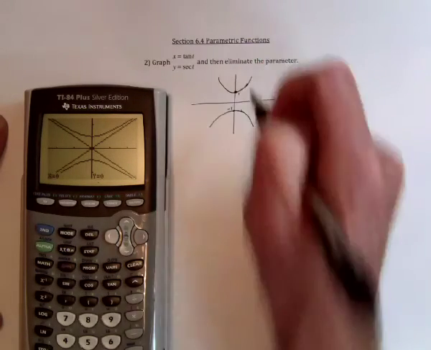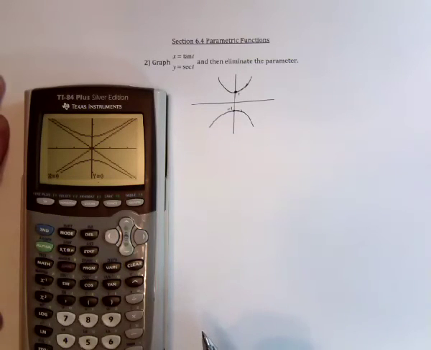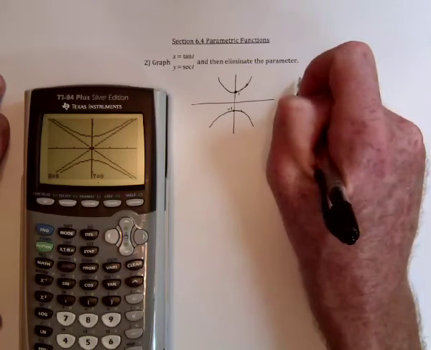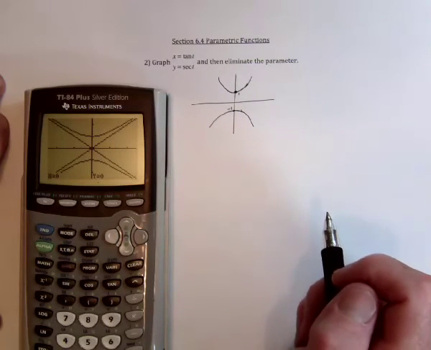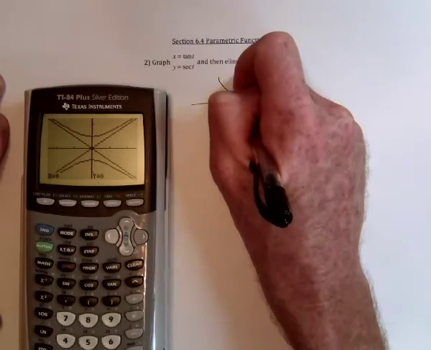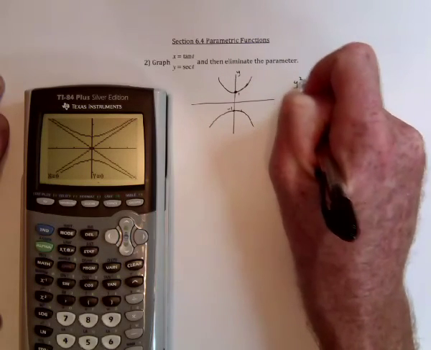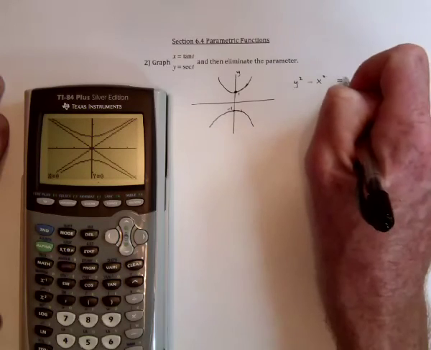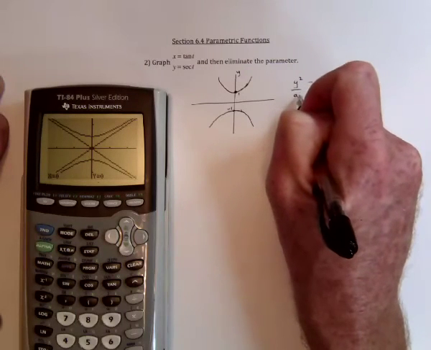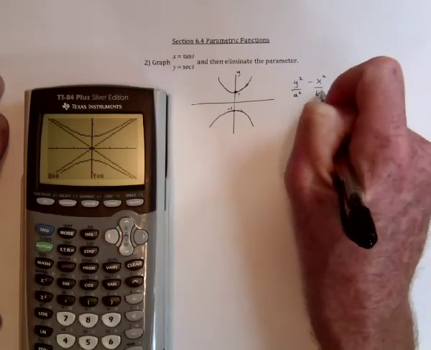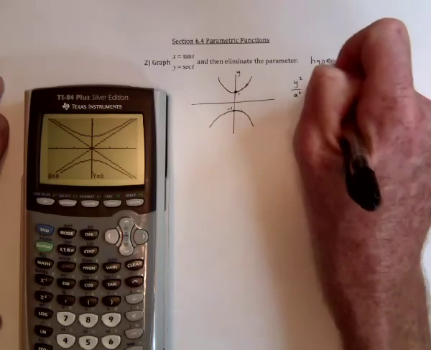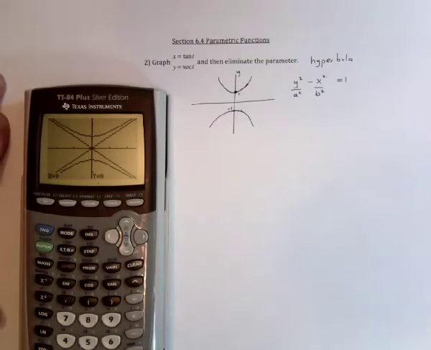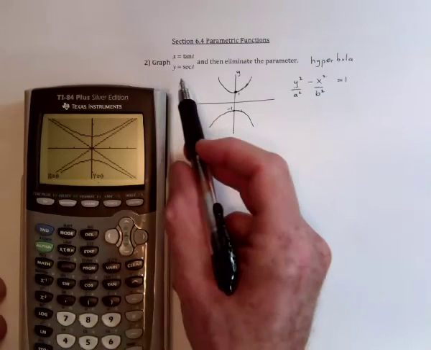Okay, then eliminate the parameter. Well, the equation for a hyperbola has x squared minus y squared or y squared minus x squared. With this being on the y-axis, it's going to be y squared minus x squared, and then it's equal to 1, and then each of these are over some number squared. And then that gives some hint as to what kind of algebra we should be doing over here.